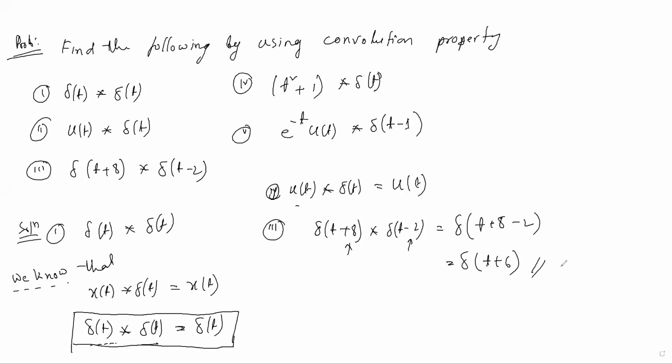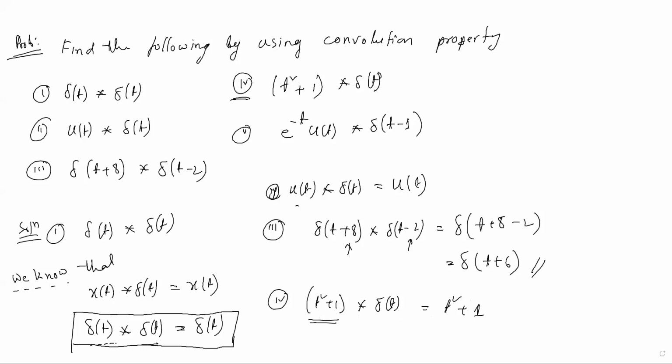The rest I keep as homework. Is it very fast? What will be the output of t square plus 1 convolution delta t? Yes, t square plus 1. The answer is correct. This comes as it is at the output, t square plus 1. So I think these properties are clear for you.